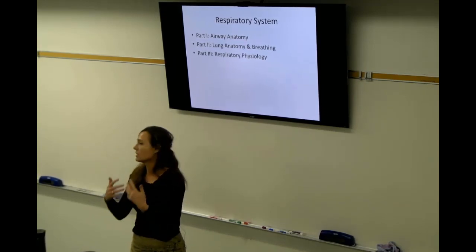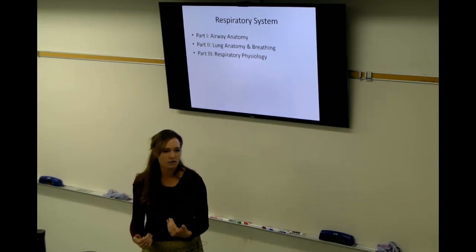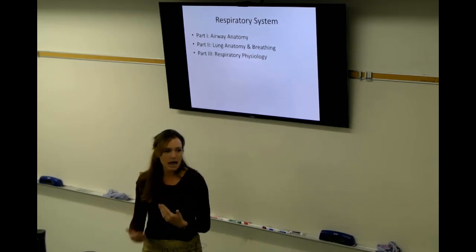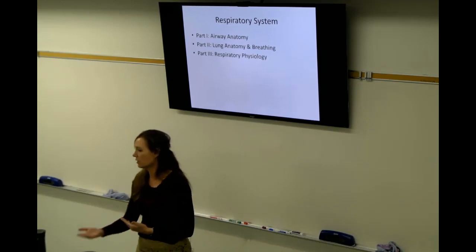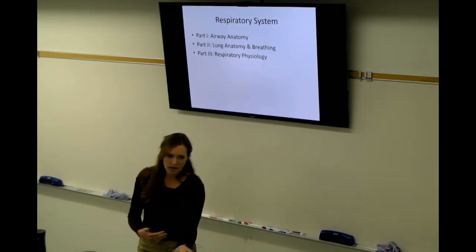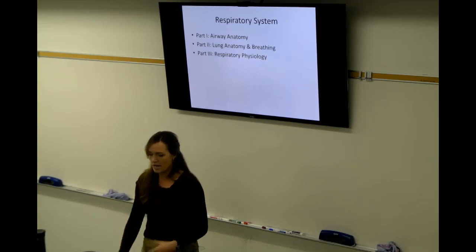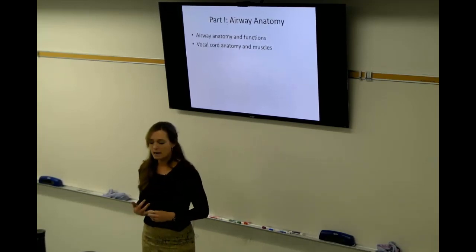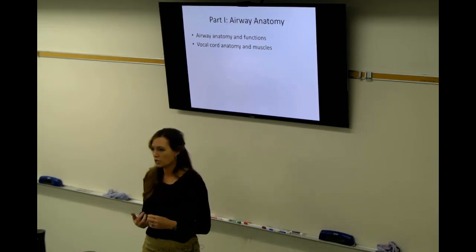Part 2 is going to be the overall structure of the lungs, that basic anatomy, and then how we breathe. And then part 3 is going to be actually what we're going to do with the oxygen: get it loaded onto the blood, get carbon dioxide released from the blood, and so on. That's where the actual exchange is going to take place. So for airway anatomy, you should know the regions and the functions.